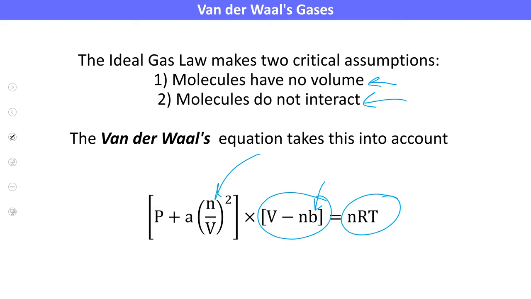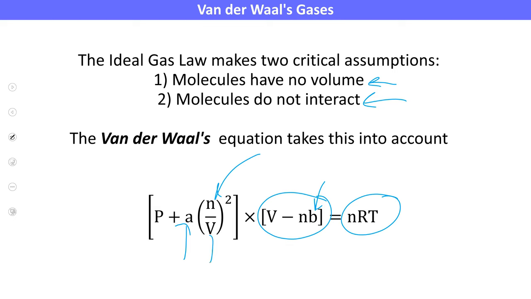This one's a little bit weird. The pressure plus A, which is another constant you have to look up. Basically, A is how attracted the gas molecules are to each other. So for polar molecules that have a lot of strong attractive forces, A is a big number, relatively speaking. For molecules that have almost no interactions, for nonpolar molecules, A is really small.